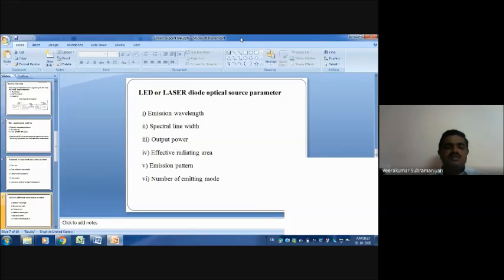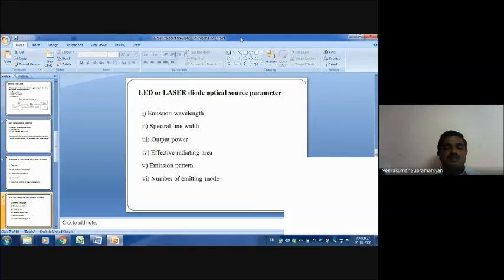Effective in the sense that, if you take an LED, it produces a light signal in all directions. Among that, in a certain area it may produce much more brightness, much more signal strength. That is called the effective radiative area: power radiated per unit area.